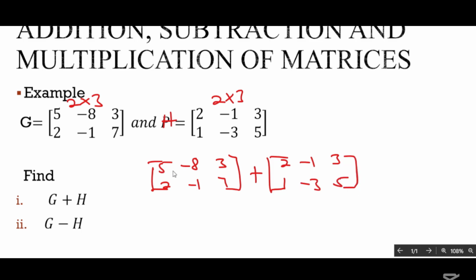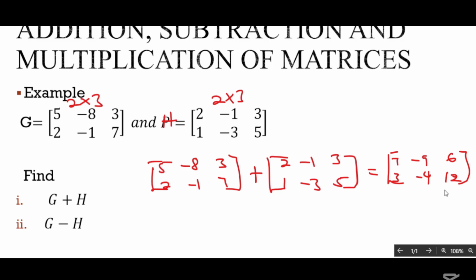So here we add corresponding elements. 5 plus 2, we are going to get 7. Negative 8 plus negative 1 is negative 9, 3 plus 3 is 6, 2 plus 1 is 3, negative 1 plus negative 3 is negative 4, and 7 plus 5 is 12. So this is the answer for the addition of the two matrices.